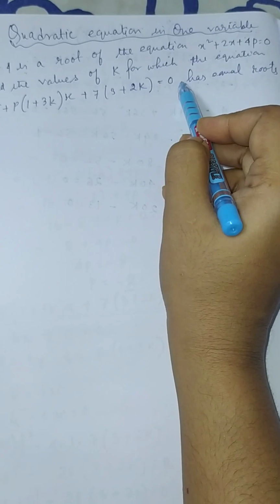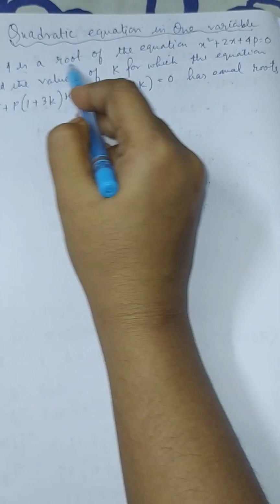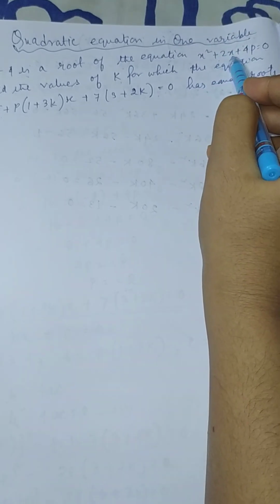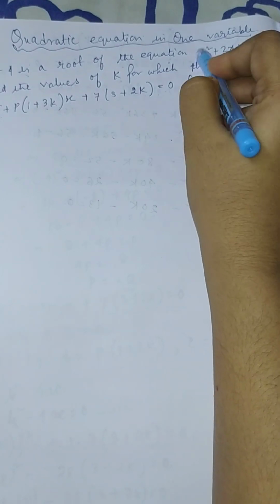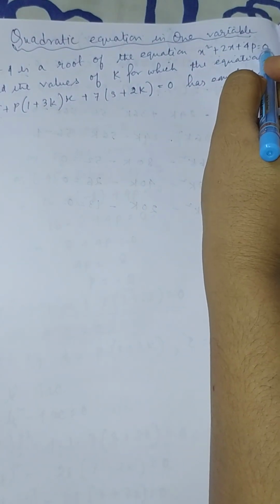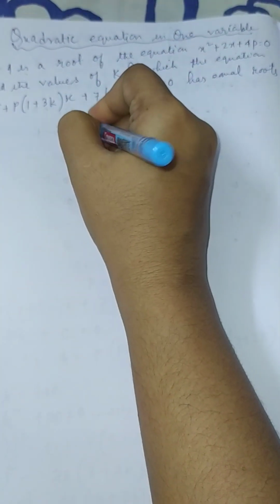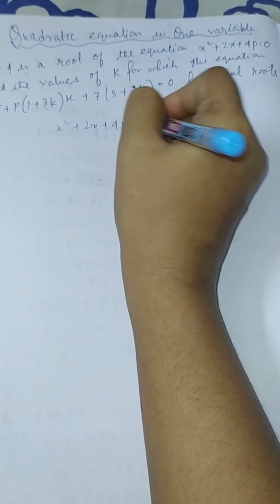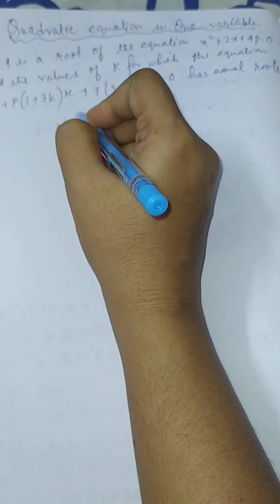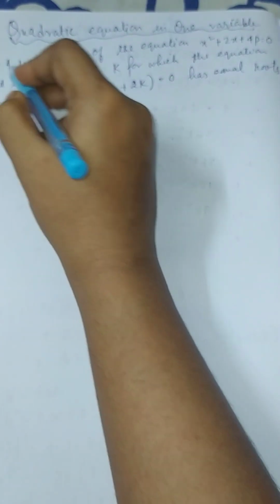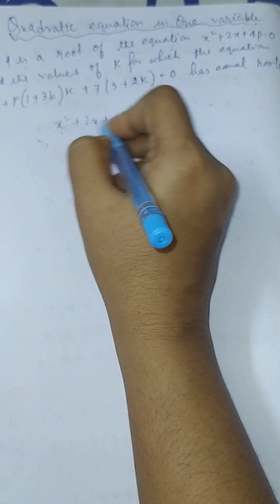So you can see that the total sum has two parts. First part is if minus 4 is the root of the equation x square plus 2x plus 4p equals to 0. That means if I solve this equation, we will get two roots. One of them is minus 4. Now look at this equation, x square plus 2x plus 4p is equals to 0. You can see here that this equation has two variables and one value of root is given, that is minus 4. So let's first of all put the value of root in this equation.